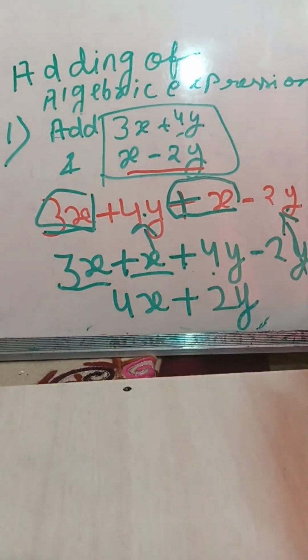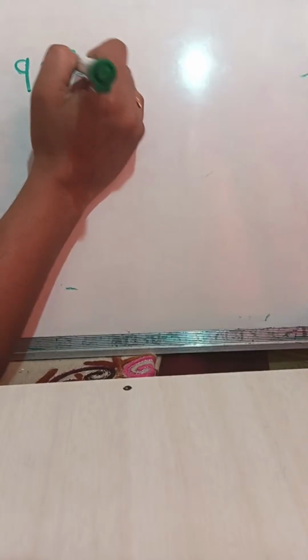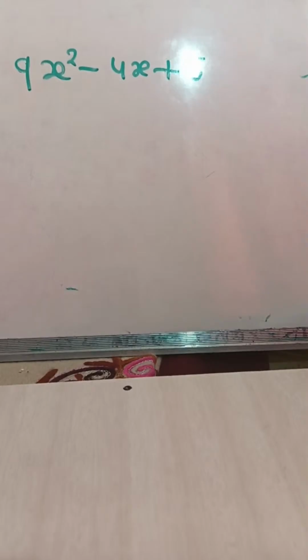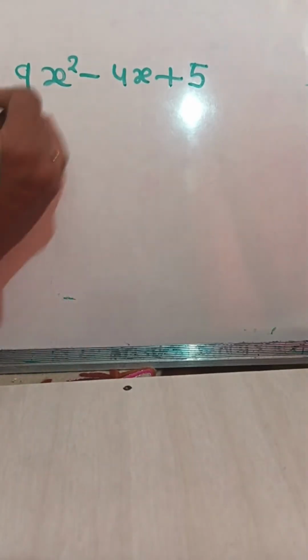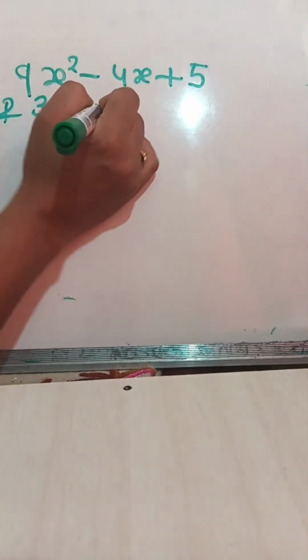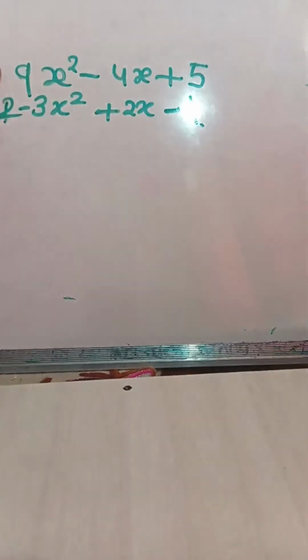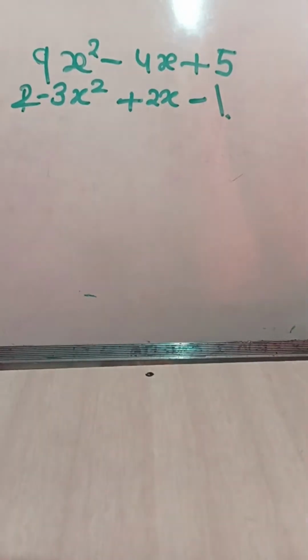This is how we add algebraic expressions. We do another example of an algebraic expression with a quadratic, with power 2. Our expression is 9x square minus 4x plus 5 and 3x square plus 2x minus 1. Actually, minus 3x square plus 2x minus 1. We have to add both of these. We can do this question in two ways. I will explain both of these.